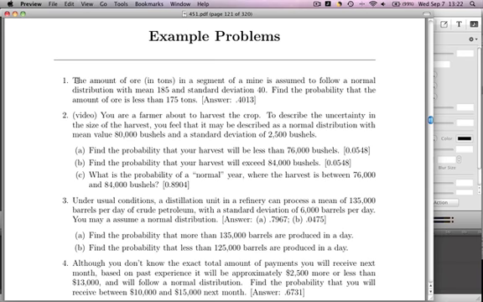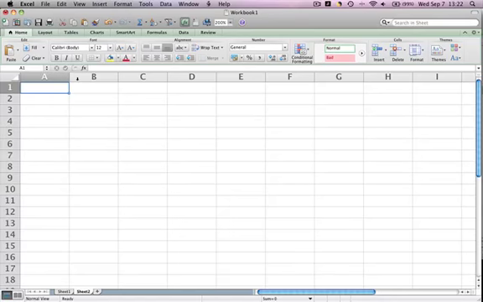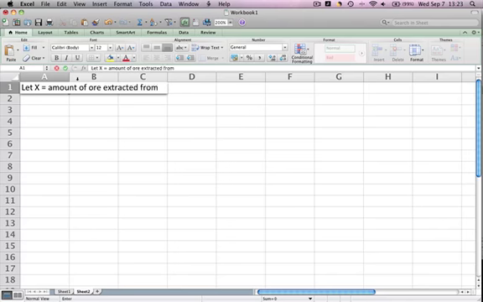Well, let's go over to Excel for a second. And the very first thing that you should always do is identify the random variable. So let x be the amount of ore extracted from a segment. You can think about this as being a random experiment. The random experiment is where we remove the ore from a segment.